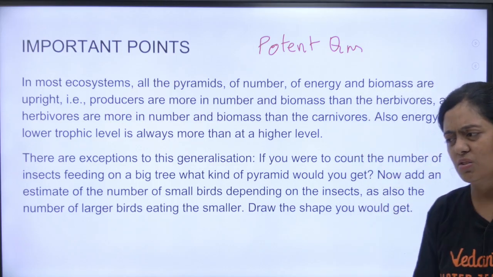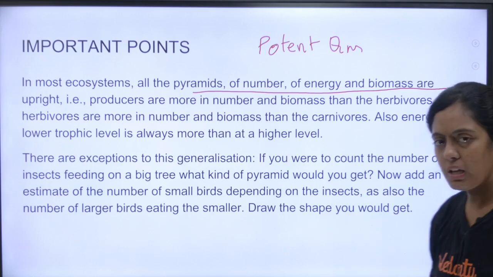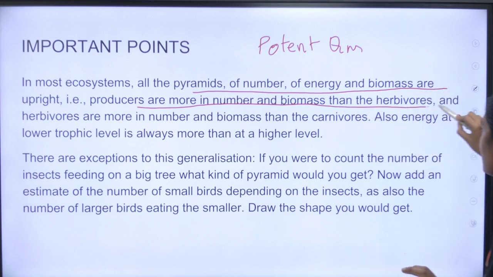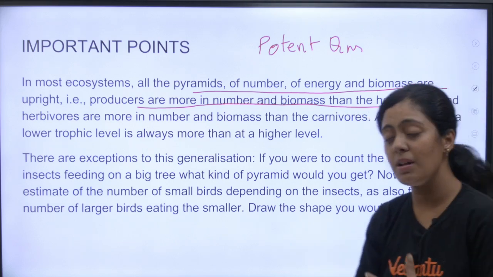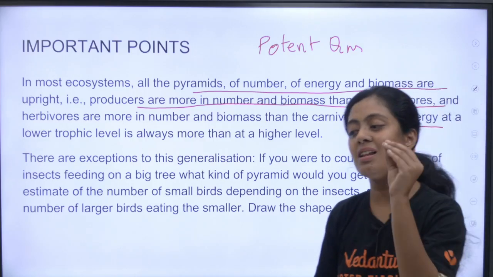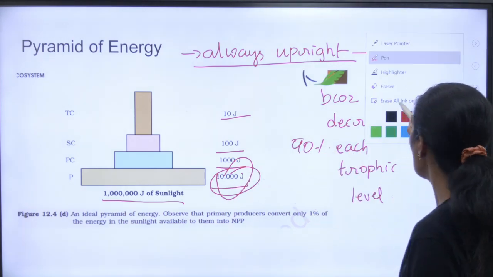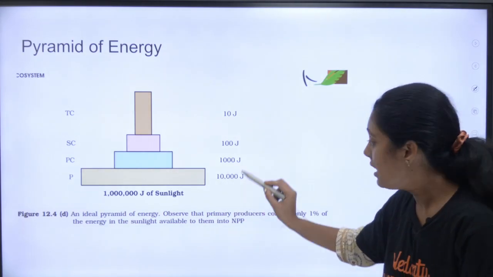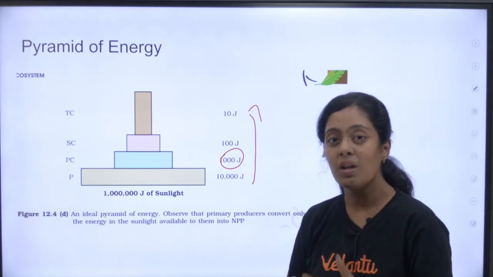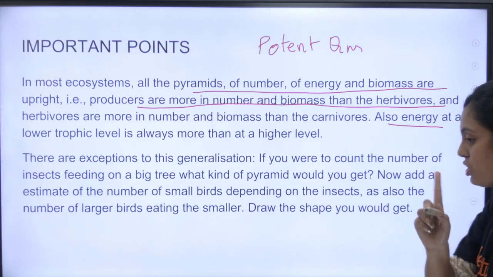In all ecosystems, the pyramids of number, energy and biomass are upright. In everything, producers are more in number and biomass, then the herbivores, and herbivores are more in number than the carnivores. Also, energy at a lower trophic level is always more than that of the higher trophic level. Look here, this is the lower trophic level, and the lower trophic level has 10,000 joules. Then the energy keeps reducing. So the energy at the lower trophic level is more. That is why it is always upright. Understand this one point very clearly.